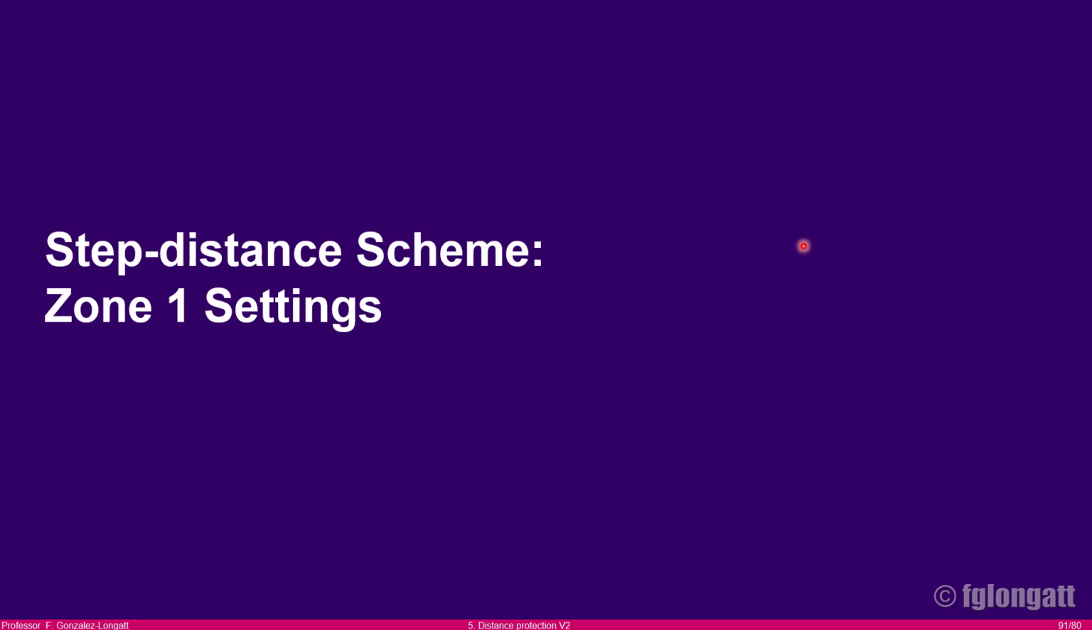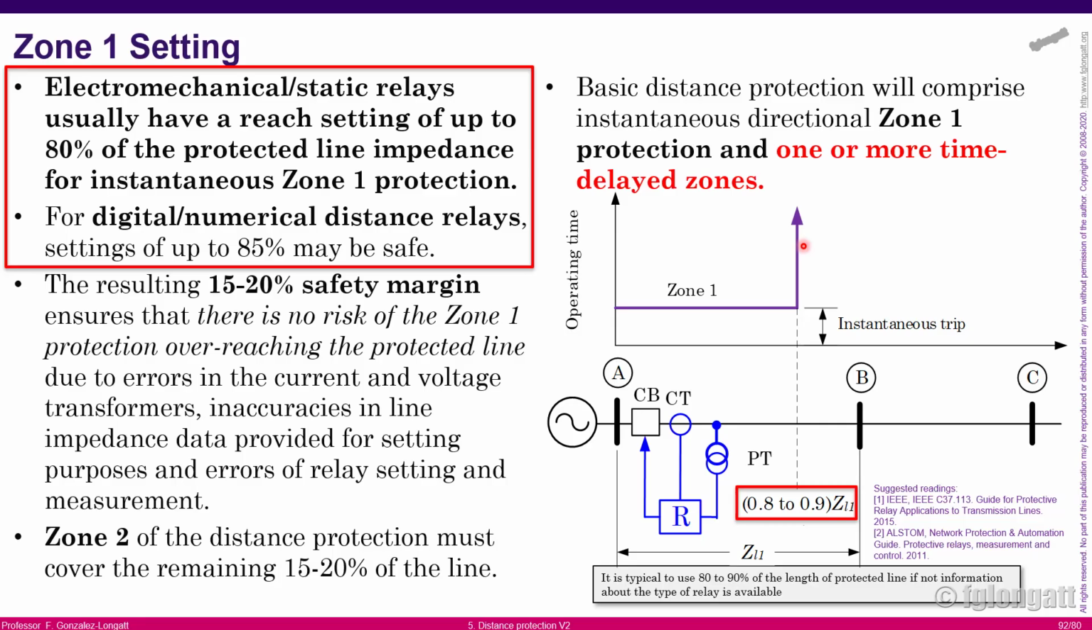Okay, but I said there is a first zone, or zone number one. Zone number one is an instantaneous trip. I mean, there is no intentional delay. But what is the reach?